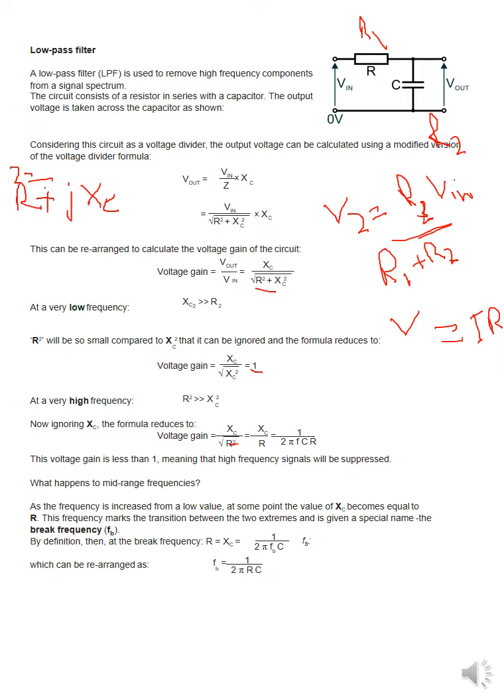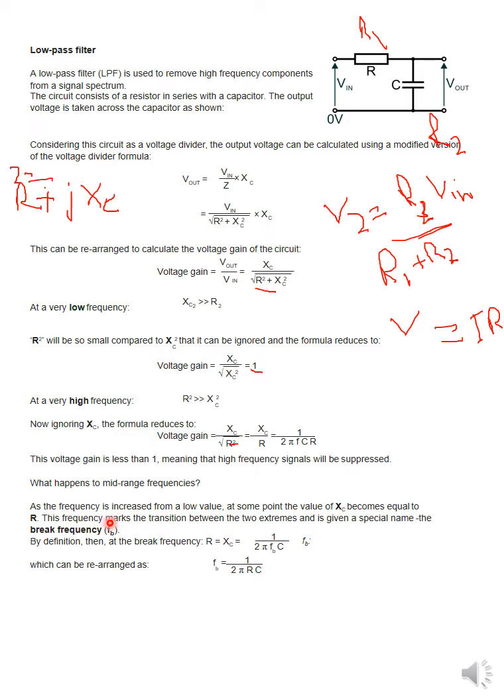What happens to the mid frequency range? As the frequency is increased from a low value, at some point the value of XC becomes equal to R. This frequency marks the transition between the two extremes and is given a special name, the break frequency. As I told you earlier, the break frequency is basically the frequency at which your gain either starts falling or starts increasing, and it makes the transition between the two extremes.